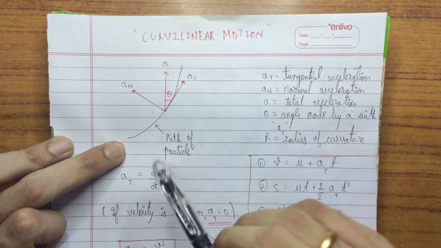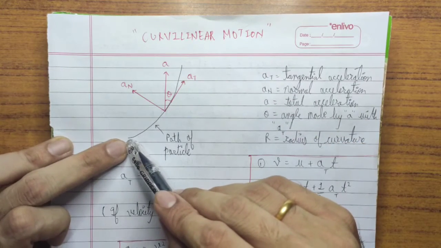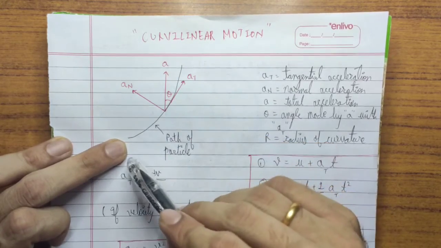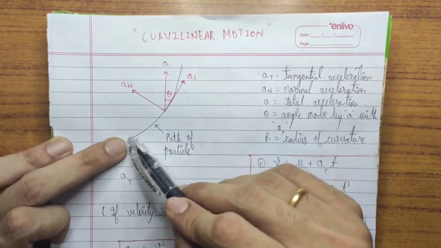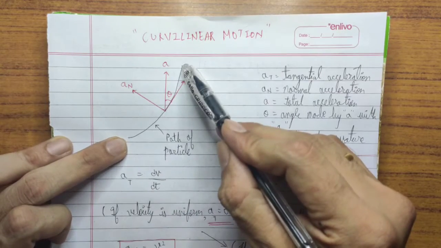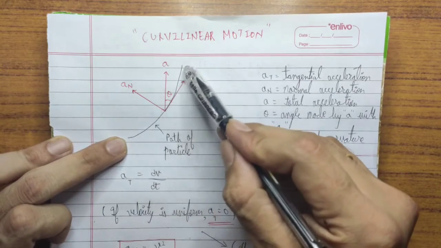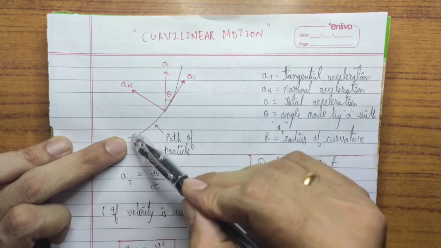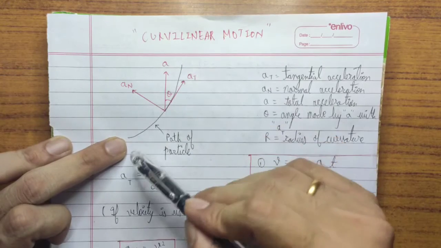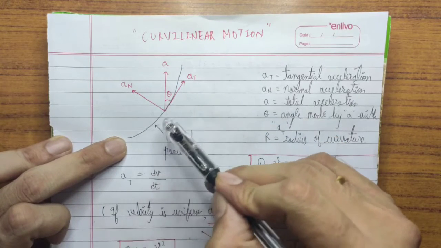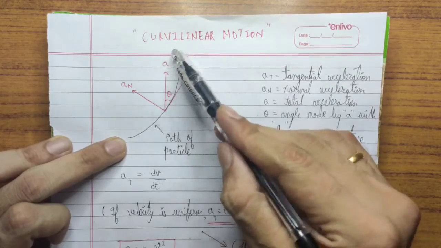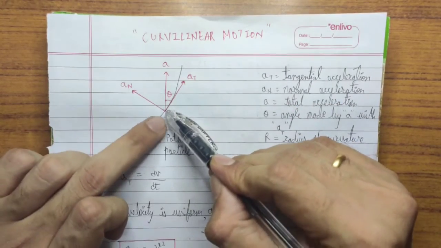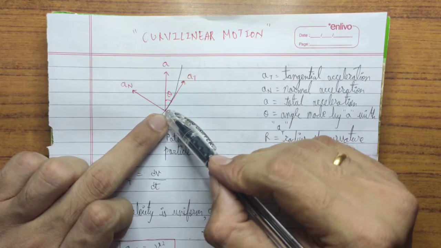Now understand that whenever a particle is moving with a curvilinear motion, that particle obviously covers a certain distance. And since it covers a distance, it should have a certain velocity, because of which it is covering a certain distance. And since it has velocity, it should also possess certain acceleration. So in curvilinear motion, the acceleration of that particular particle is composed of two parts.